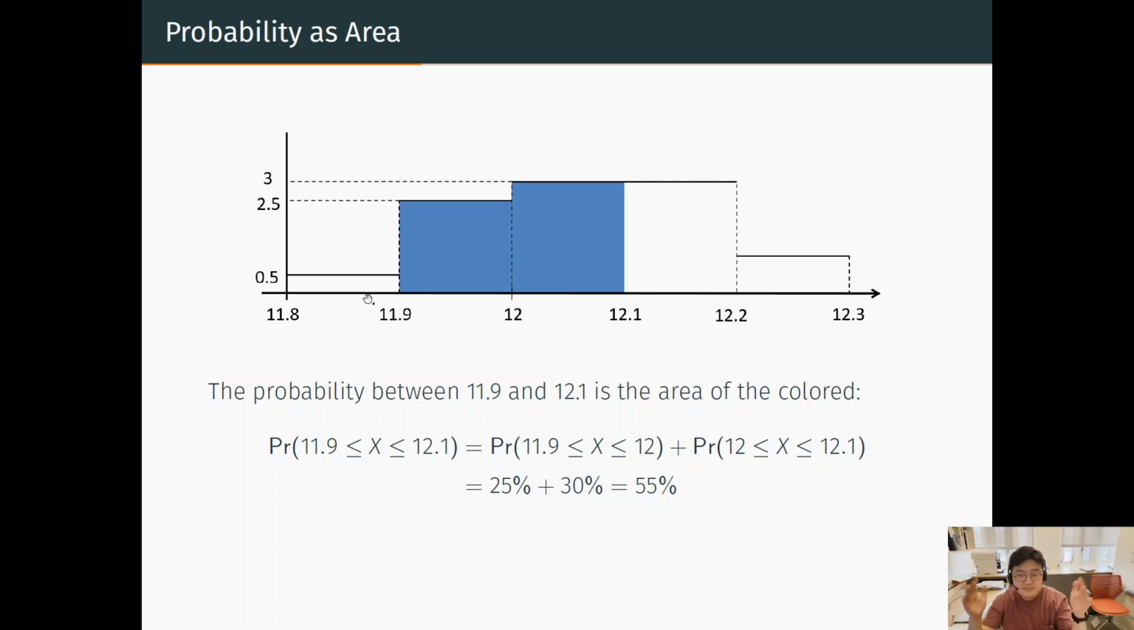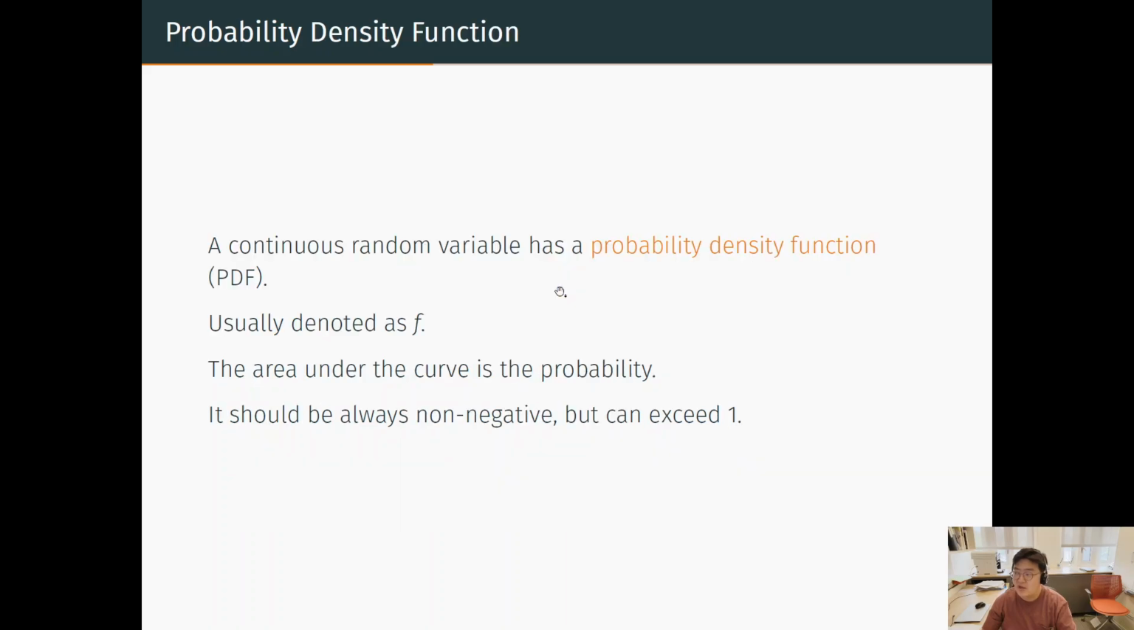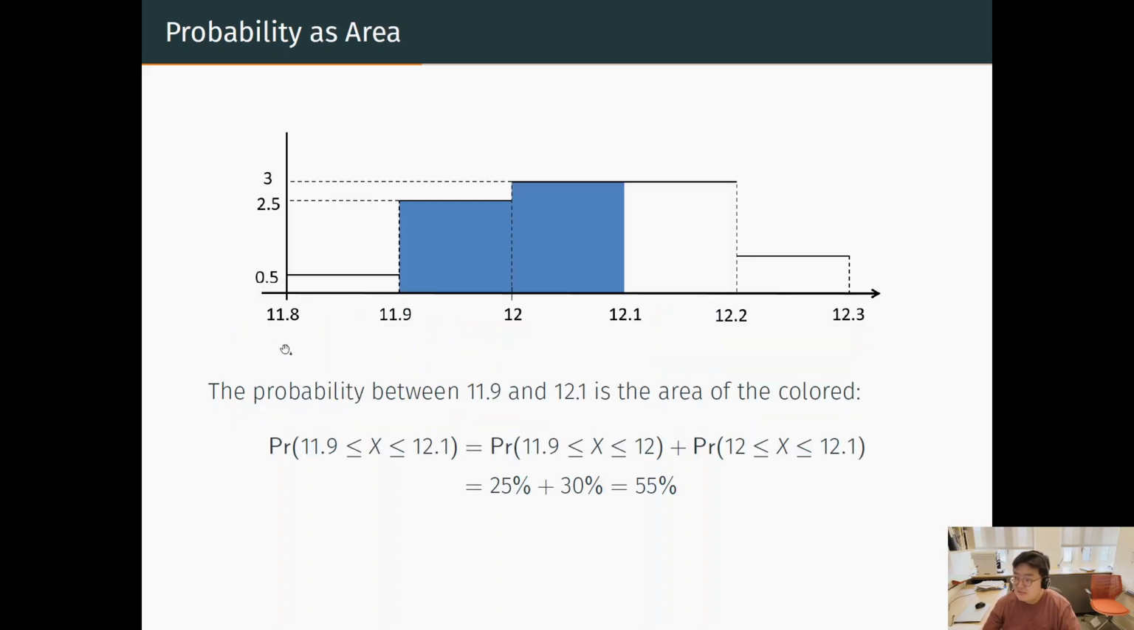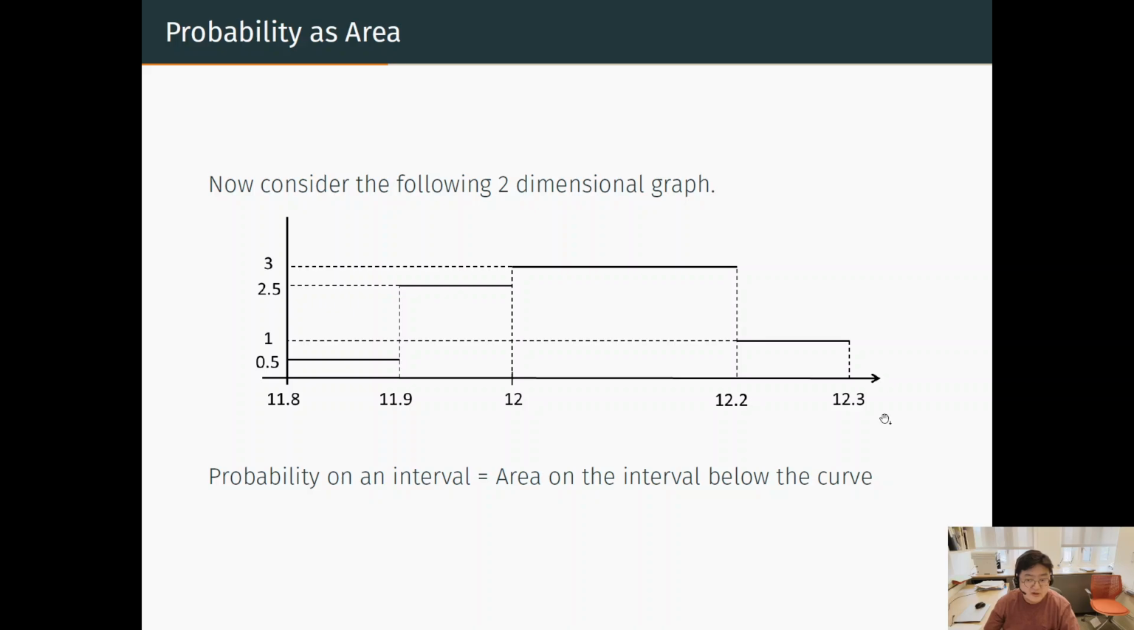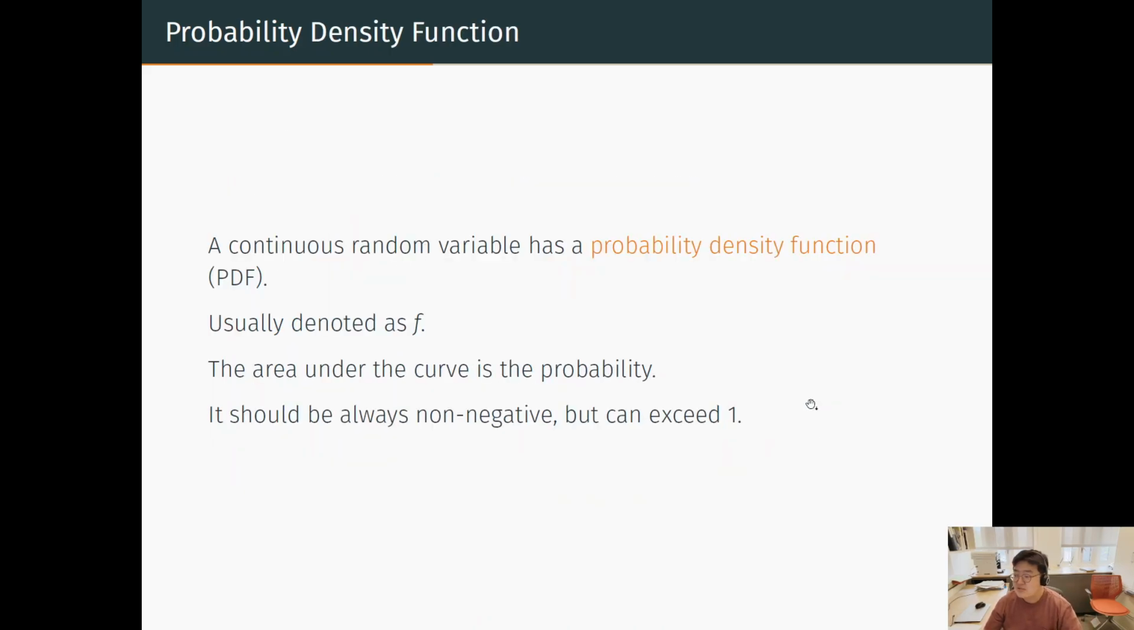Like within the same length there is more probability, so probability is dense here, and we call that the probability density function, which is denoted as lowercase f, right? And as you just saw, this function is the probability density function in our example. So we use the density function to calculate the probability as the area under the curve. So the area under the density function is the probability.